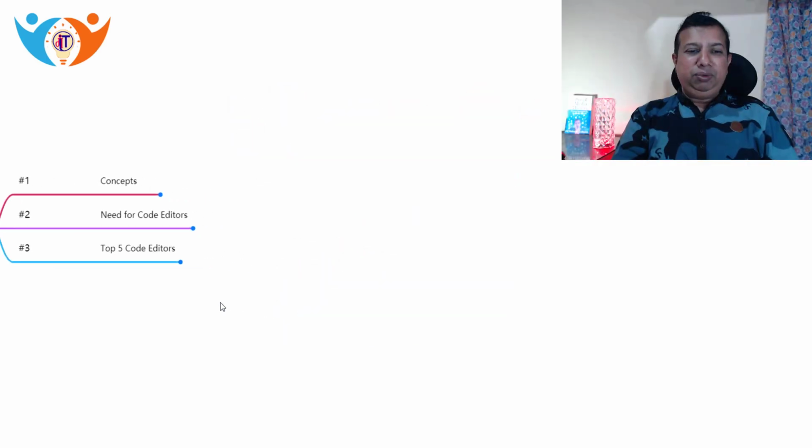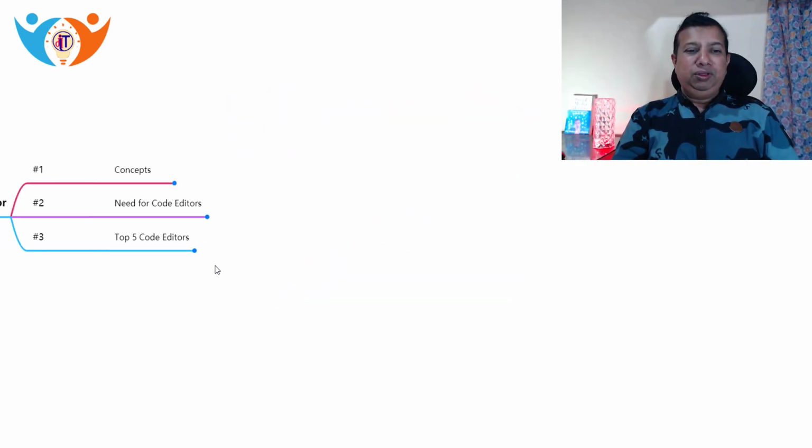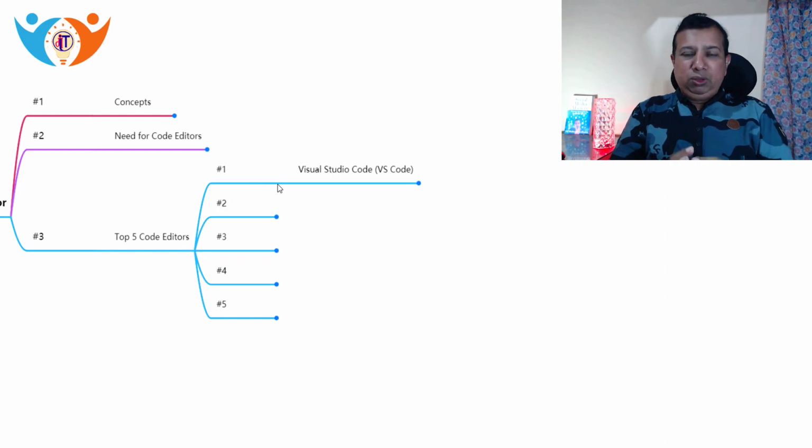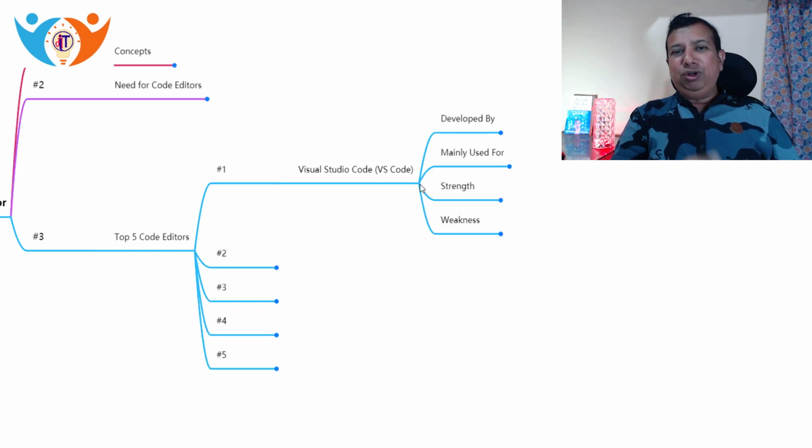Here is a mind map. Now we are going to talk about the top 5 code editors. I am going to explain one by one the different code editors available in the IT industry. And at number 1, we are going to talk about VS Code, or we can call it Visual Studio Code. This is a very widely used code editor in the IT industry, and this is because of 4 reasons. To understand every code editor, we are going to talk about 4 different points.